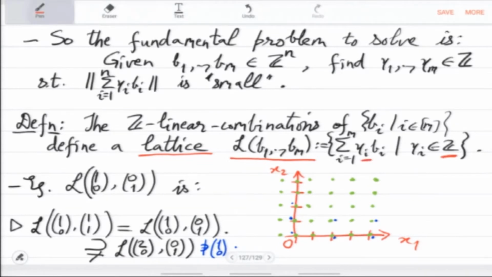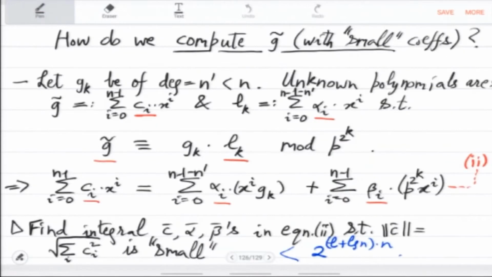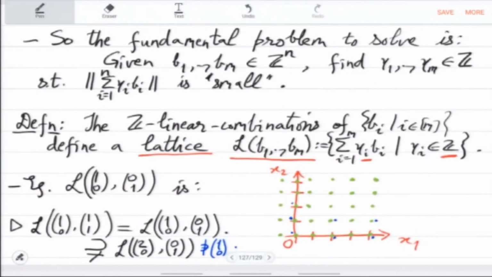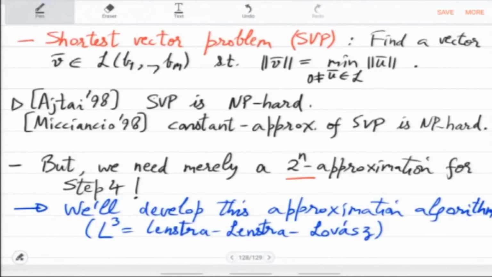Why integers? Well, because in the problem of factoring polynomials, the alpha i and beta i that you used were integers, right? And moreover, these x to the i g_k and p raised to 2 raised to k are polynomials, which will be seen as vectors with integral coordinates. So everything here is happening over integers, and there you want a short vector. That's the SVP problem.